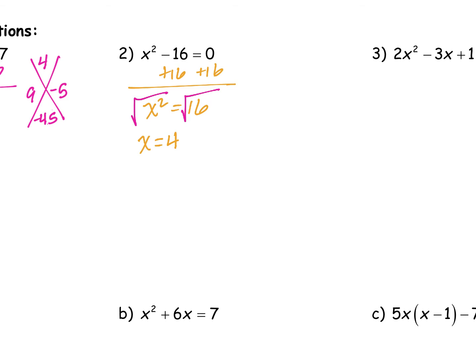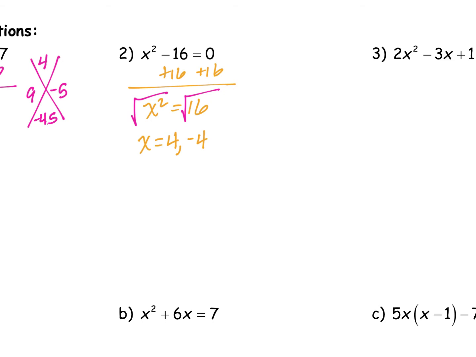A quadratic has to have how many answers? 2 answers. So I only have one answer, so I've got 4. What's my other answer? What other number, when I square it, gives me 16? There we go. Negative 4. Good. Because remember, a negative times a negative equals positive. So negative 4 times negative 4 is positive 16. Okay? Everyone okay with that? Questions?